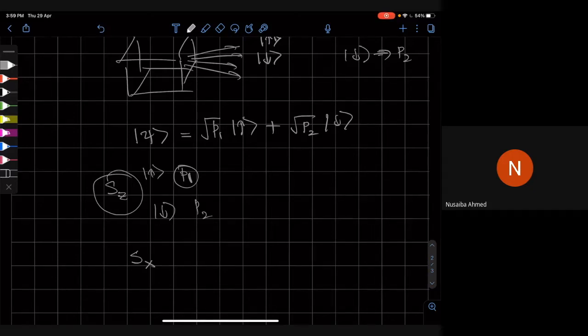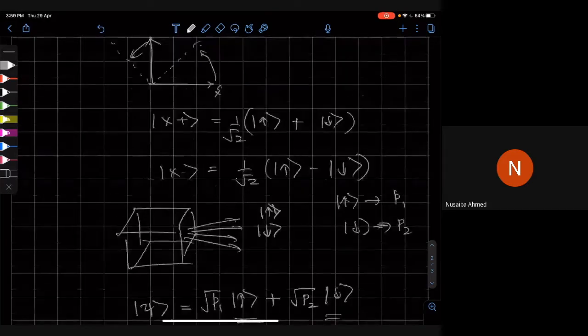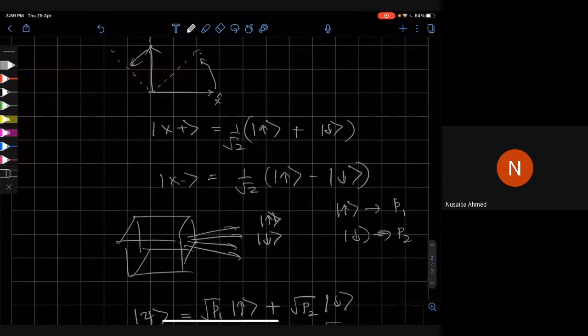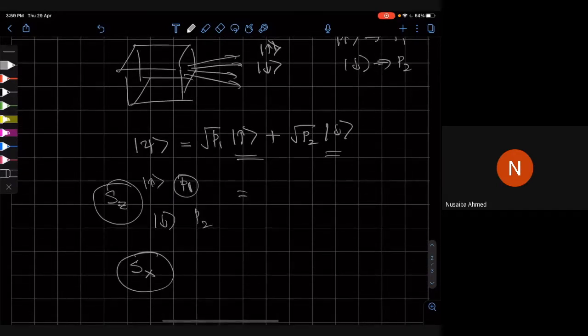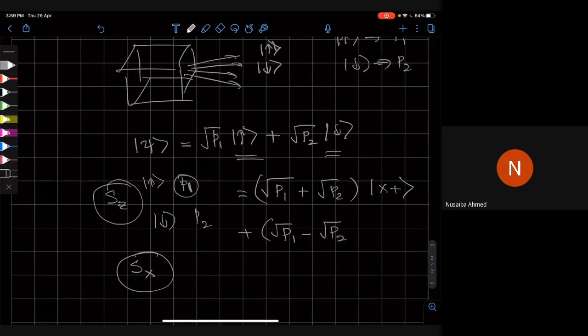But now if I want to measure Sx, then I'll have to express these states in terms of the x states. And if I do that, then what do I get? I basically will get square root of P1 plus square root of P2, times x plus, and then plus square root of P1 minus square root of P2, times x minus.